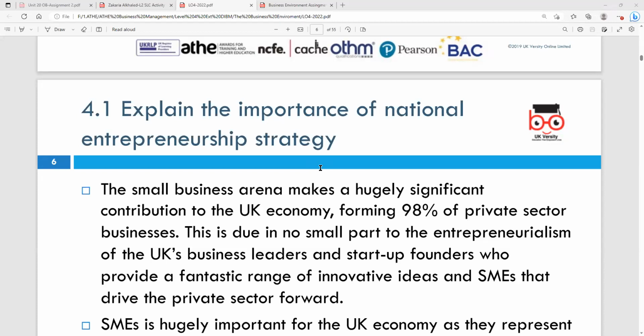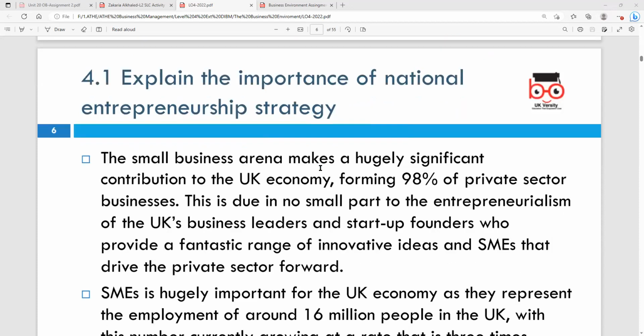Look at the importance of national entrepreneurship strategy. So 4.1 is to explain the importance of national entrepreneurship strategy. What we mean by strategy is a long-term plan, a plan by the government, because we're talking about the national entrepreneurship strategy. So it's a plan by the government on how they're going to look into entrepreneurship. How do they encourage small businesses to grow? How do they encourage people to become entrepreneurs?